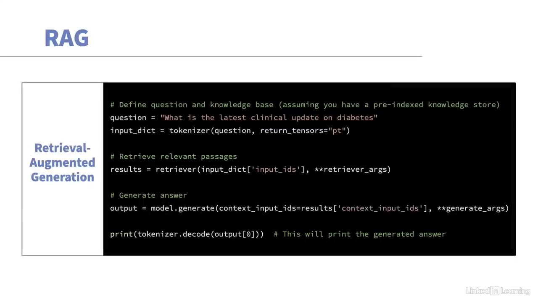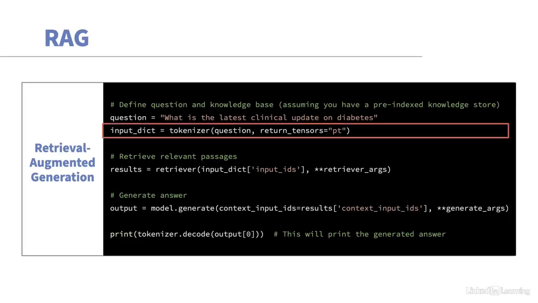So after you define the question, you want to tokenize it. This line tokenizes the question using a tokenizer. The tokenizer converts the question into token IDs suitable for input to the model. The return_tensors equal pt argument indicates that the tokenizer should return a PyTorch tensor.